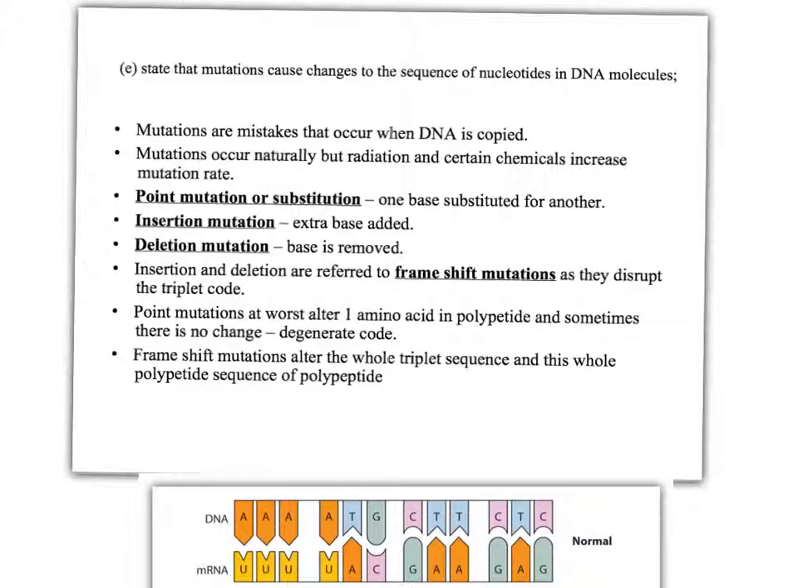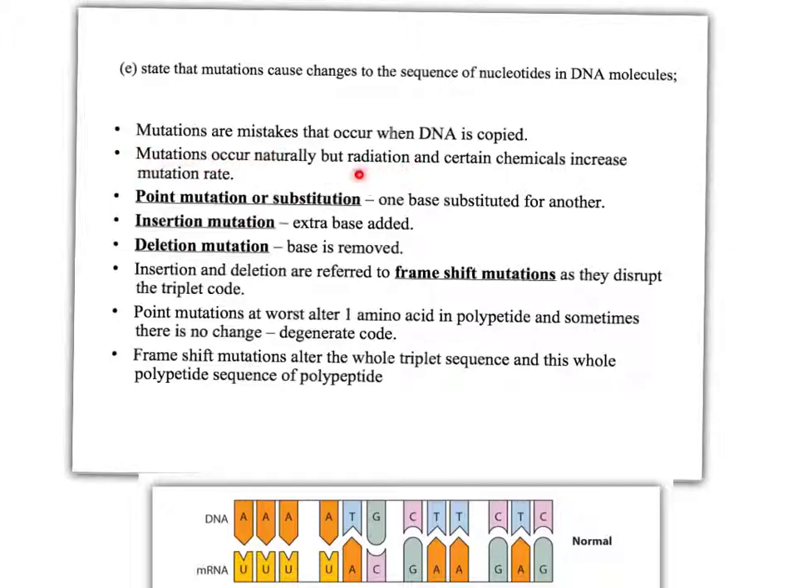This screencast looks at mutations, different types of mutations that happen in DNA. Those mutations that happen in DNA are called point mutations. Mutations are mistakes that occur when DNA is copied. So DNA replicates, as we know, as it goes from cell to cell, and when a mistake is made, that is called a mutation. They occur naturally all the time.